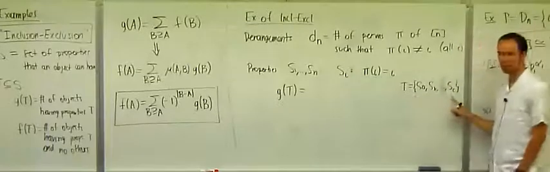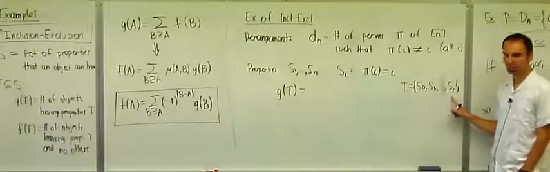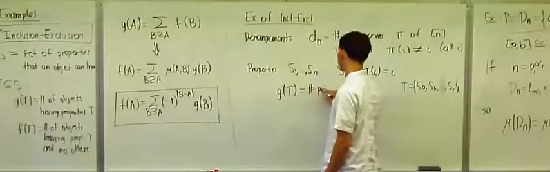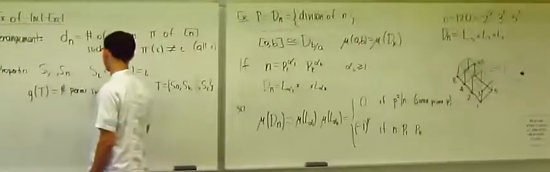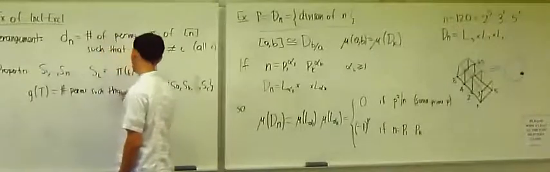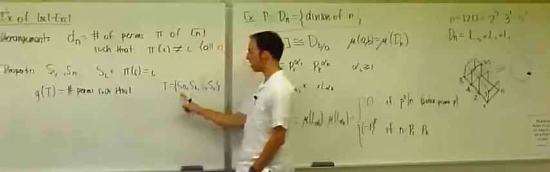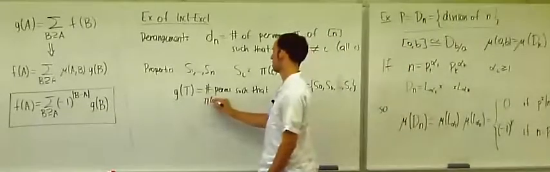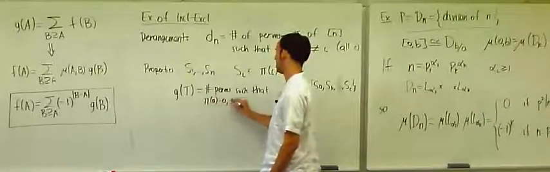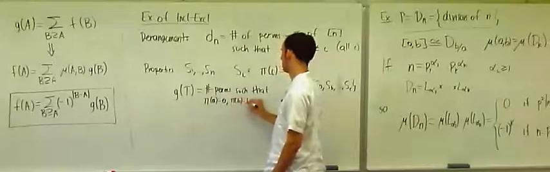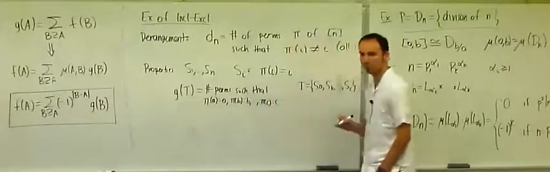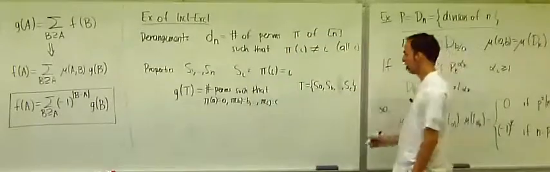Okay. So what am I counting here? I'm counting the permutations such that pi of i is equal to i for these values. Pi of a is equal to a, pi of b is equal to b, pi of c is equal to c, etc. Okay. How many permutations are there?